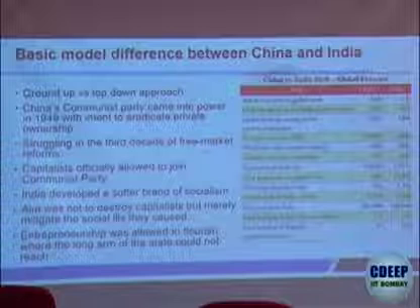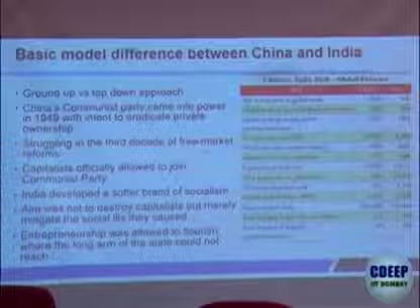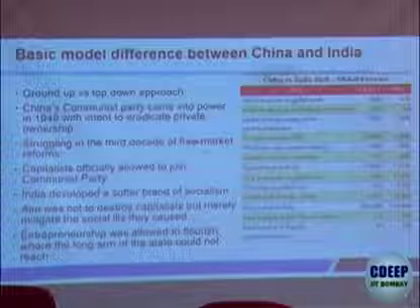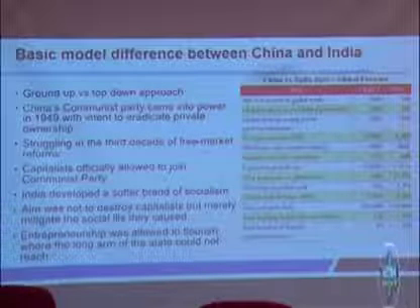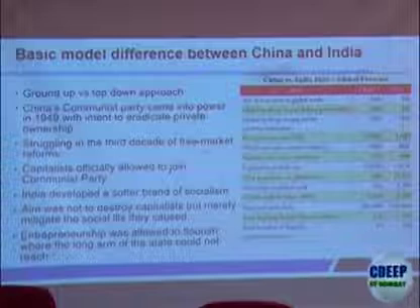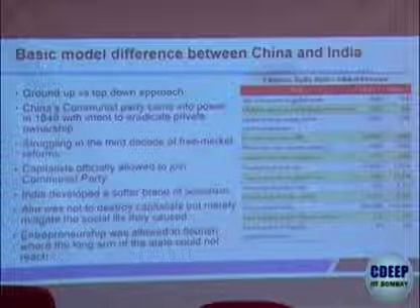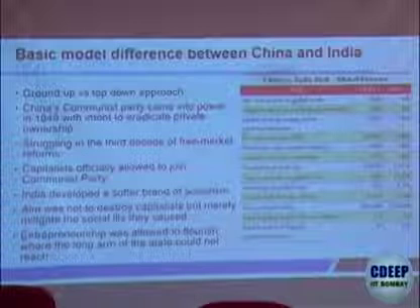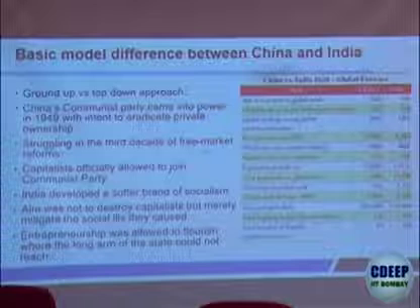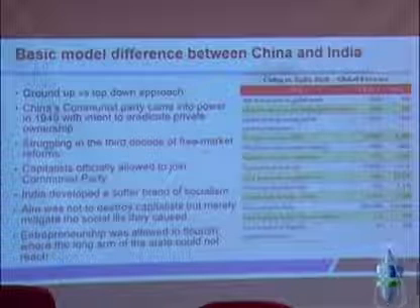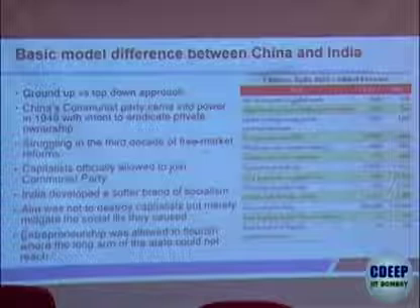So the basic difference between India and China's model is that China follows a top-down approach, whereas India basically follows a ground-up approach. Since China's Communist Party came into power in 1949, they had the intent to eradicate all private ownership. But 3 decades ago, they went for free market reforms. And now in the third decade, they are seriously struggling. Very easy evidence of that can be seen in the fact that capitalists are now officially allowed to join the Communist Party of China.